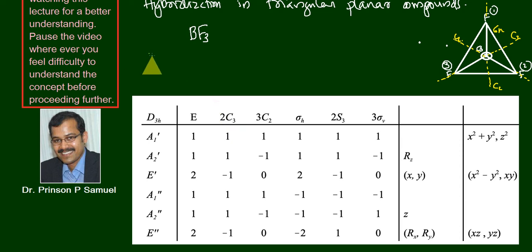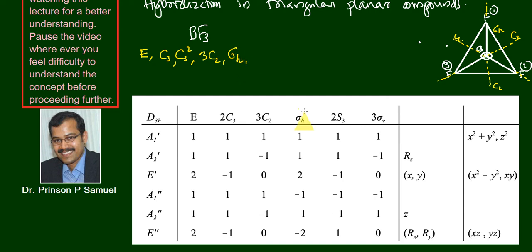Two C3 means C3 is there, or I will list all these things here. E is there, then C3 is there, then C3 square is there. C3 square means carrying out C3 two times, right? C3 cube is also there, but it is equivalent to E, so I am not writing it. Then three C2 operations are there.